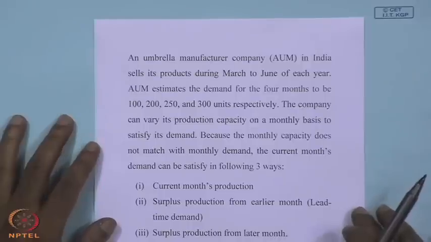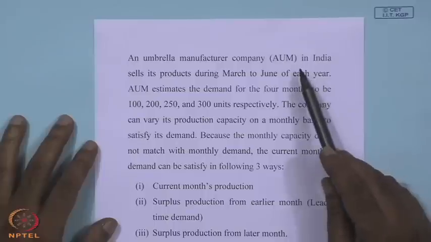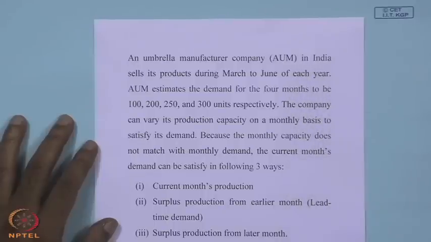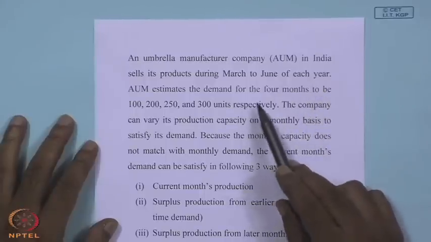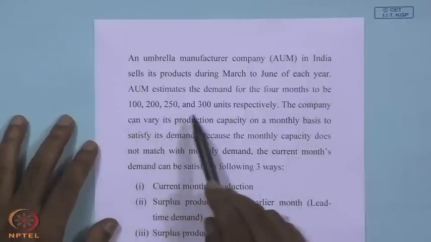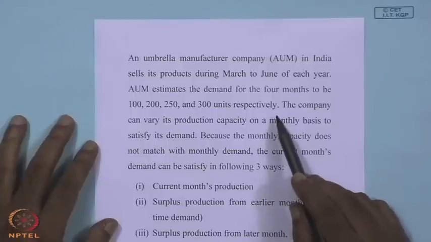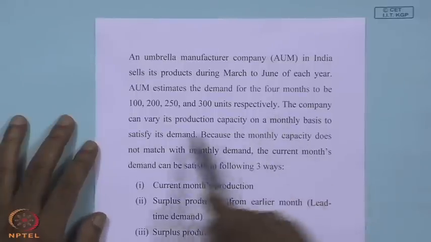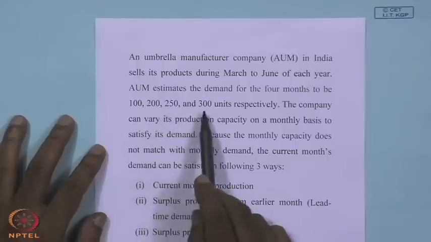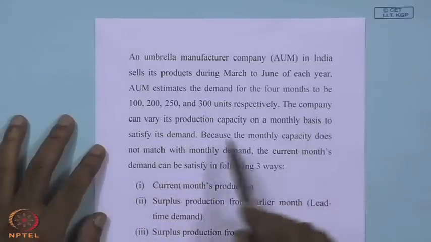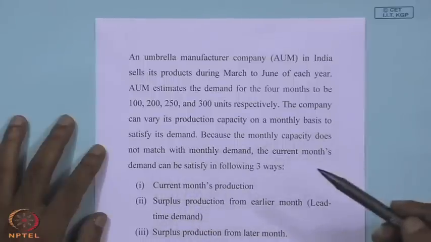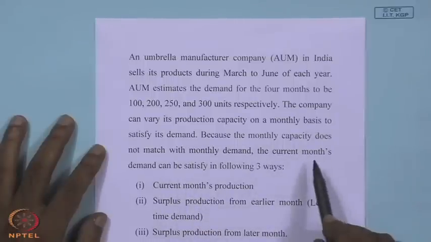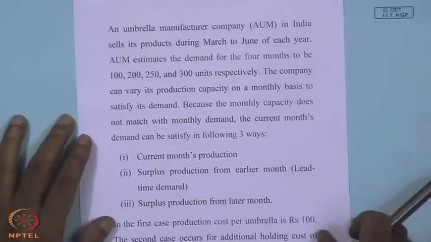An umbrella manufacturing company, which I have named AUM in India, sells its products from March to June every year. This company estimates that the demand for the 4 months to be 100, 200, 250 and 300 units respectively. So, basically these are the values of b: 100, 200, 250 and 300. The company can vary its production capacity on a monthly basis to satisfy its demand. So, production is not fixed for every month.